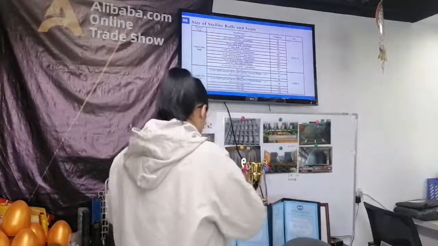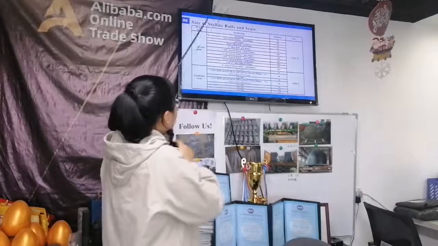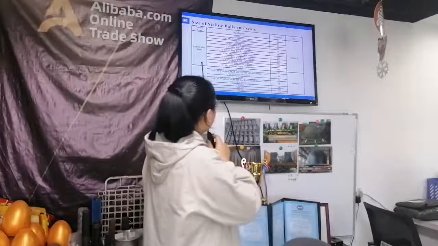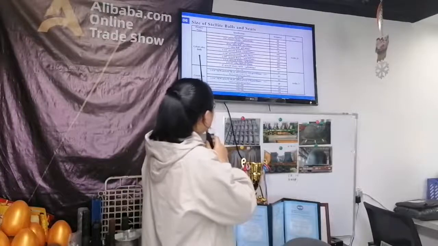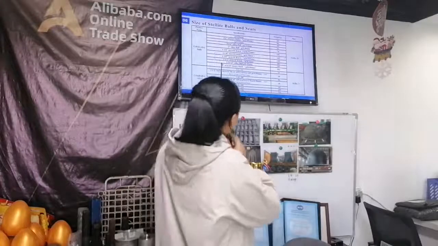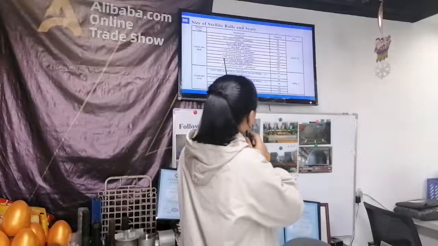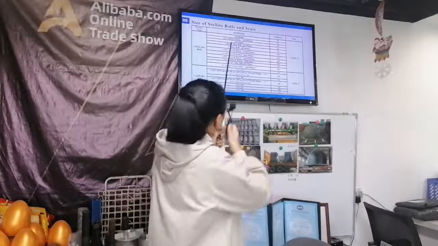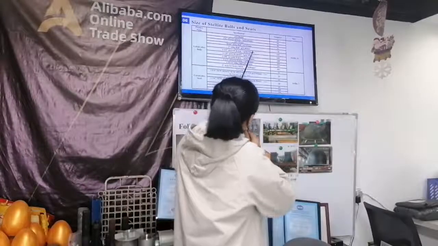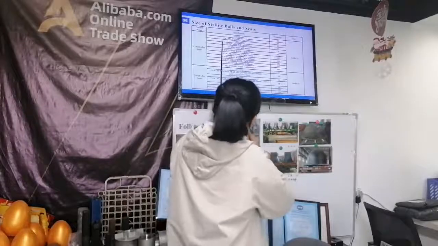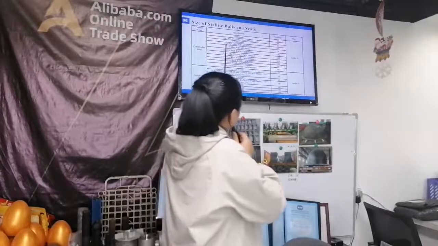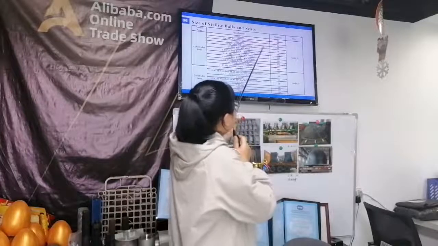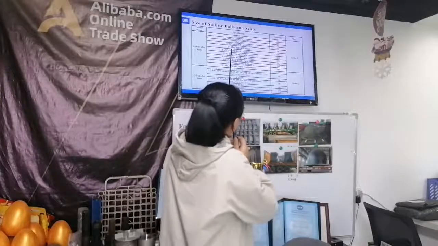Next, different sizes for cyanide boards and seeds. For cobalt alloy boards, we have diameter 15.88 millimeter, the unit weight is 18 grams. Diameter 19.05 millimeter, the unit weight is 45 grams.